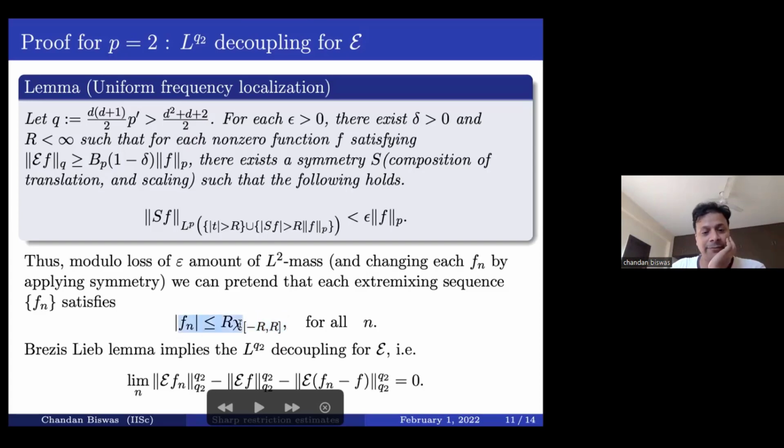now that we have this theorem that each Fn is uniformly supported on a fixed compact interval and uniformly bounded, we can apply the Bridges-Lieb lemma, because Fn converges to F weakly, and therefore the extension of Fn converges to the extension of F at every point x in Rd. And now we apply the Bridges-Lieb lemma to get that we have LQ2 decoupling for the extension operator, if we allow ourselves to lose an epsilon amount of LP mass. So that gives the LQ decoupling.